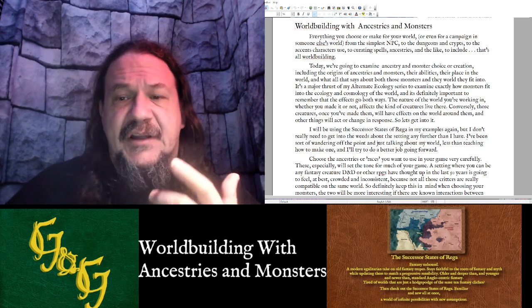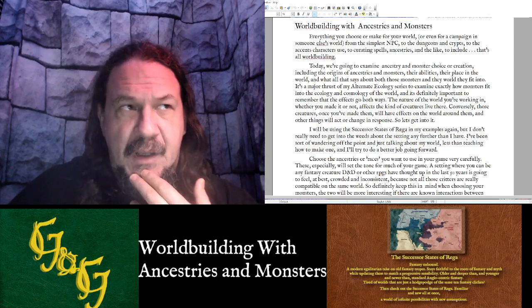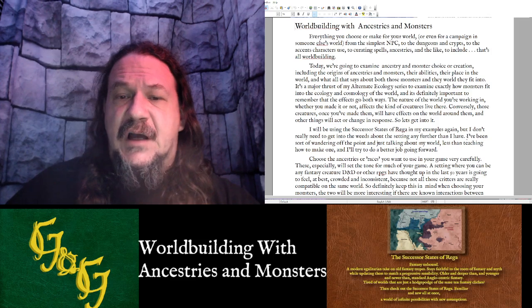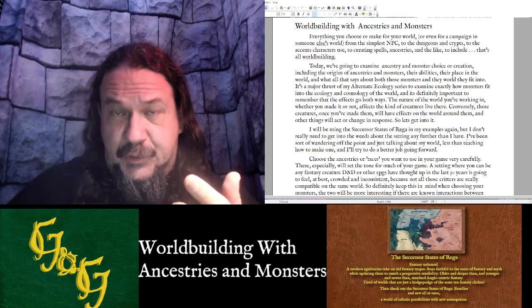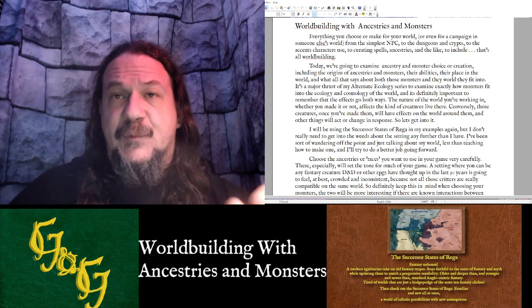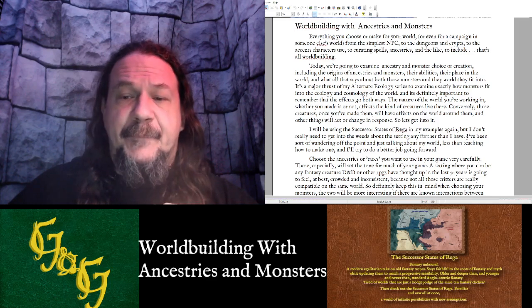And it's definitely important to remember that the effects go both ways. The nature of the world you're working in, whether you made it or not, affects the kind of creatures that live there. Conversely, those creatures, once you've made them, will have effects on the world around them, and other things will act or change in response. So let's get into it.